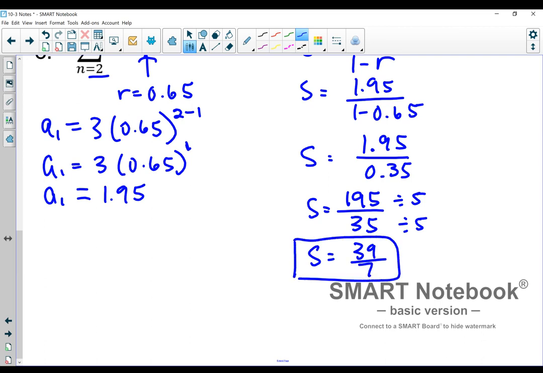Fractions are always going to give you an exact answer. We really prefer to not have those decimals. This is it for our 10-3 notes.